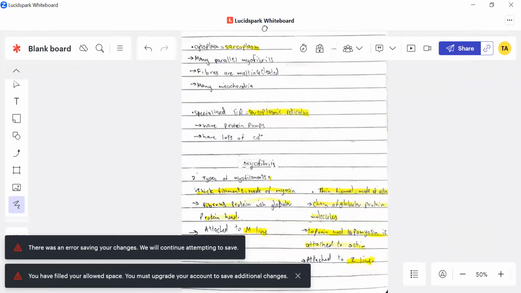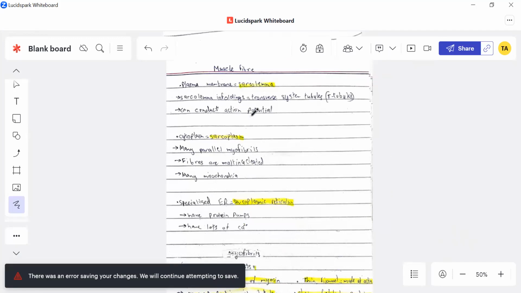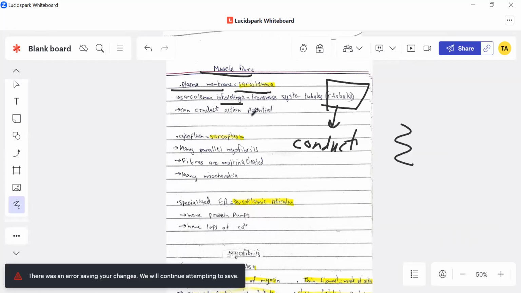So moving on, let's talk about muscle contraction now. Remember that a muscle fiber has a plasma membrane that is called the sarcolemma. The sarcolemma has many infoldings, meaning it is like this. These infoldings are called the T tubules. And these T tubules, remember, can conduct action potential or electric charge.